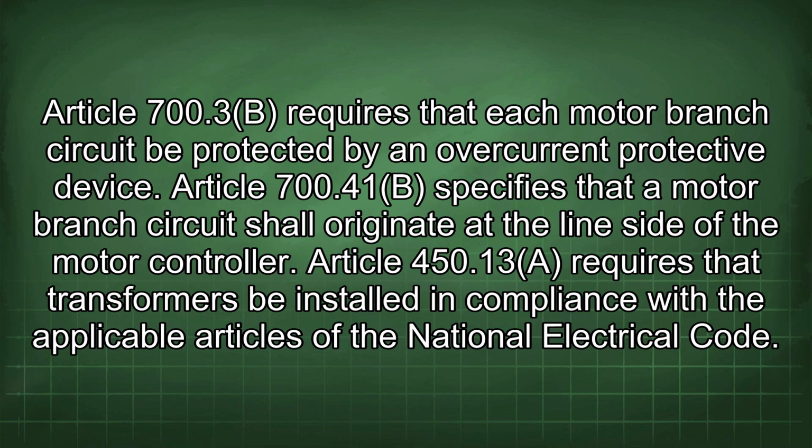Article 700.3b requires that each motor branch circuit be protected by an overcurrent protective device. Article 700.41b specifies that a motor branch circuit shall originate at the line side of the motor controller. Article 450.13 requires that transformers be installed in compliance with the applicable articles of the National Electrical Code.